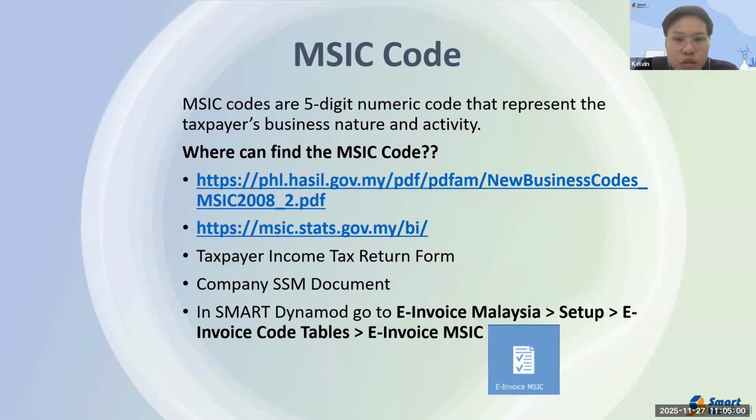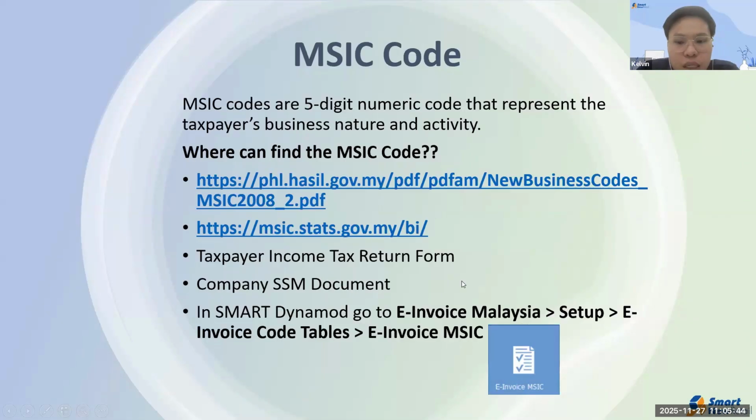Okay, so MSIC code. All right, I think for MSIC code, some of you are familiar with it, some of you are not familiar and don't know what it is. Never mind, I will explain. MSIC code is actually a set of 5-digit codes from LHDN to identify the business nature you are doing. By using this code, LHDN will know if you are doing restaurant, or construction. So this is a set of codes that helps LHDN to identify what business nature you are in.